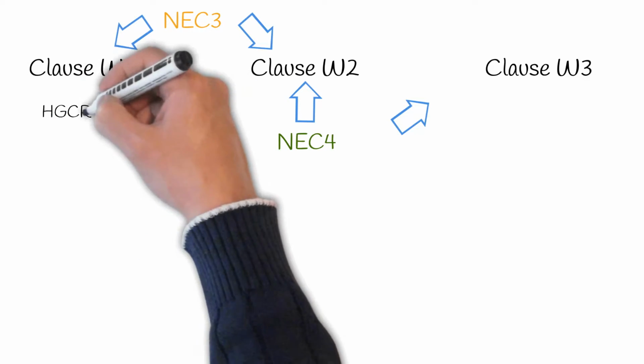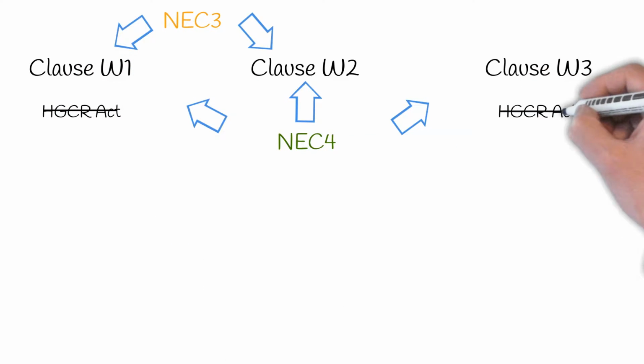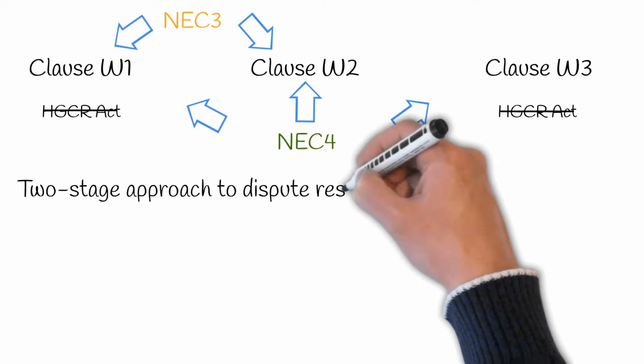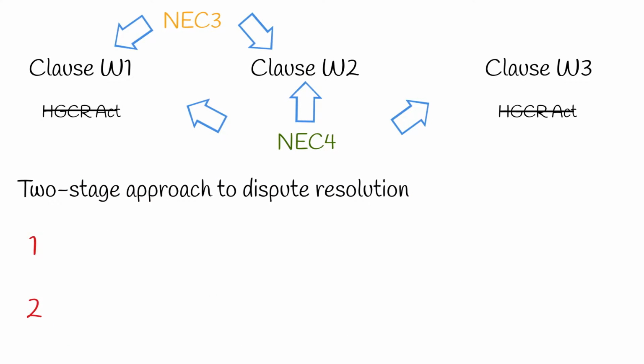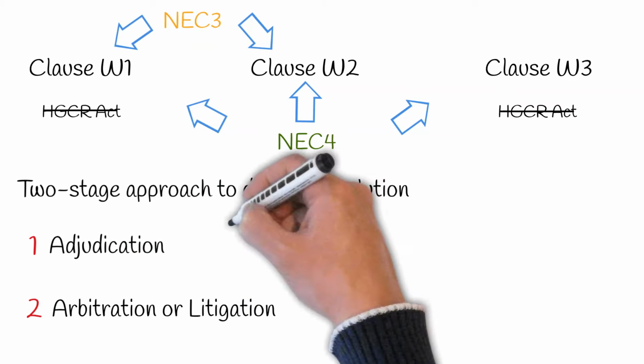Clause W1 and W3 are used when the HGCR Act does not apply, i.e. when works fall outside England, Wales or Scotland. NEC offers a two-stage approach to dispute resolution. The first step is adjudication. Then if the dispute still isn't resolved, either arbitration or litigation.